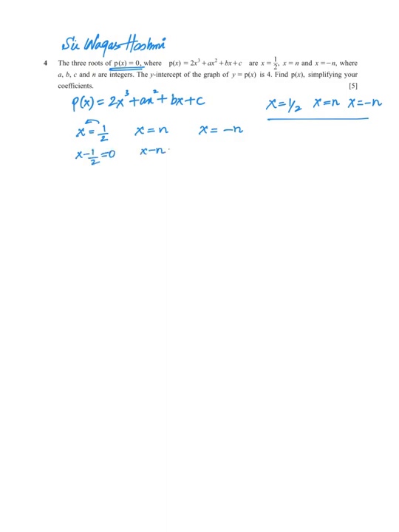Similarly, x minus n equals 0 and x plus n equals 0. So now all these three brackets are equal to 0. So we can write it in this form: (x minus 1/2) multiplied with (x minus n) multiplied with (x plus n) equals 0. For the first bracket, if I take the LCM, that is (2x minus 1) divided by 2, and it's (x minus n) and (x plus n).